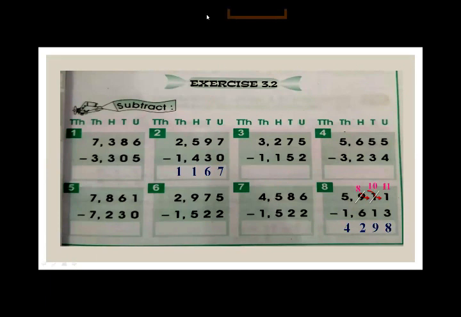Now comes the tens place, 0, 1. 0 is smaller than 1, so you need to take a borrow from the hundreds place digit. What is here? 9. When this 9 gives 1 borrow to this 0, it will become 10. 10 minus 1, 9. And when this 9 gives a borrow to the tens place digit, it will become 8. 8 minus 6, 2. And 5 minus 1, 4. So your answer is 4,298. Hope you all understand exercise 3.1 and 3.2 very clearly.